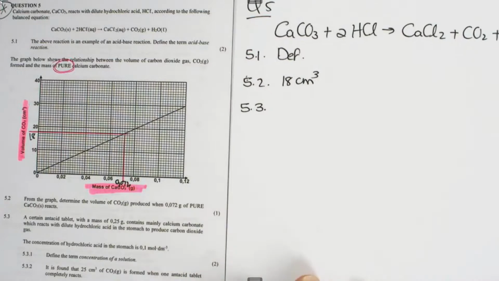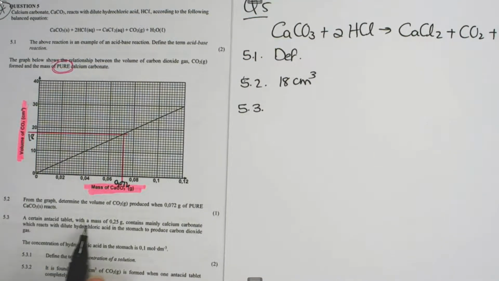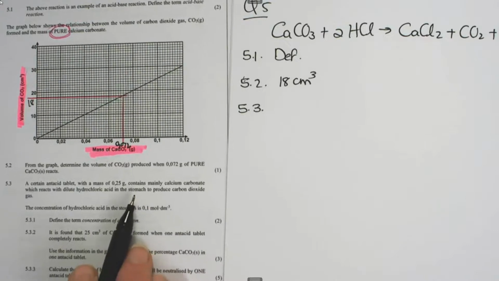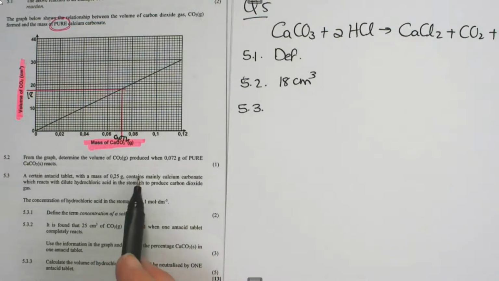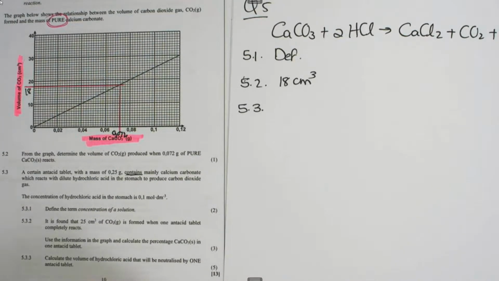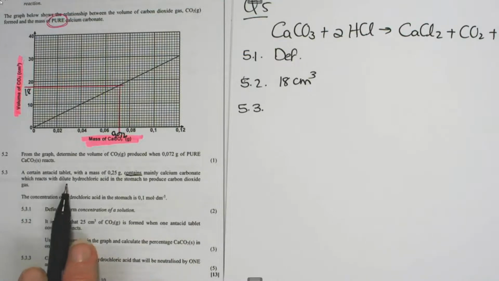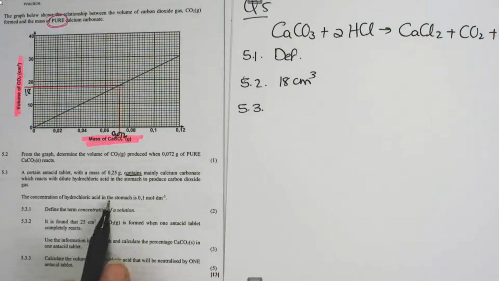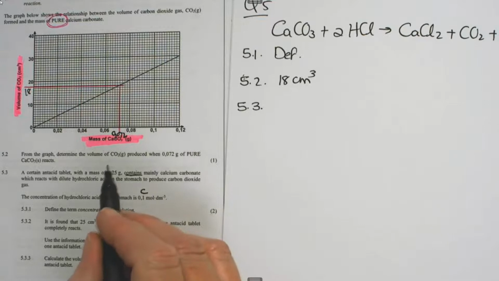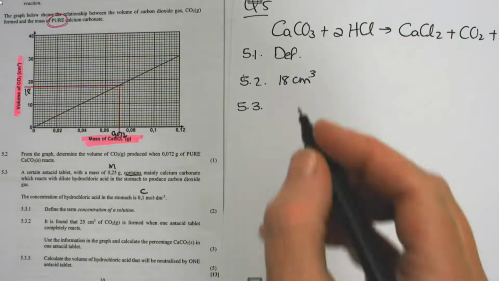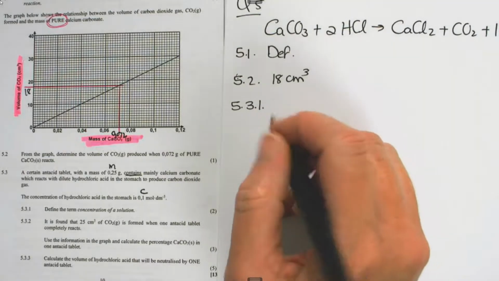5.3. A certain antacid tablet with a mass of 0,25 gram contains mainly calcium carbonate. Please remember, it doesn't say this whole tablet is calcium carbonate. It says it contains mainly. So that's important. It's not consist of, it contains. Mainly calcium carbonate, which reacts with diluted hydrochloric acid in the stomach to produce carbon dioxide gas. The concentration of hydrochloric acid in the stomach is 0,1. Okay, so that concentration, this value is C, and there's a value of M, the mass. 5.3.1, define the term concentration.